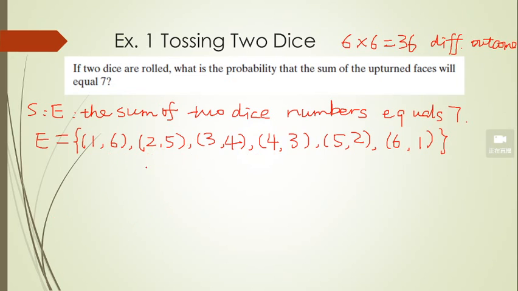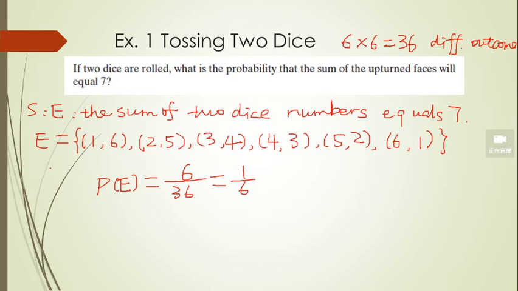So how many outcomes are in event E? 6, right? The probability of event E will be the outcomes in event E, 6, over how many different outcomes in the sample space, 36. So it's 1/6. That is the probability of the event E, the sum of two dice numbers equals 7.